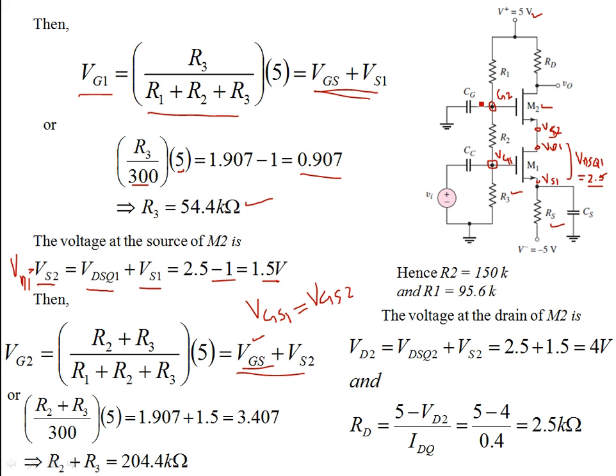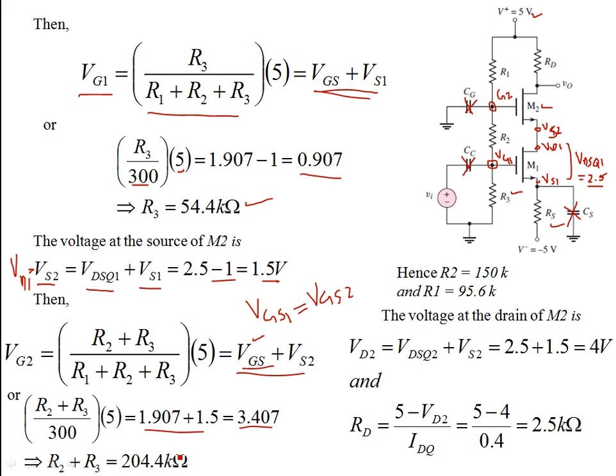So you see, in the DC analysis, we don't need to consider this capacitor. This is open, this is open, this is open. Forget about these circuit elements, the capacitances. So let's find the DC nodal voltage gate 2. This is equal to 1.907 plus 1.5. Previously we had this as minus 1. So VS2 is 1.5, therefore this becomes 3.407.